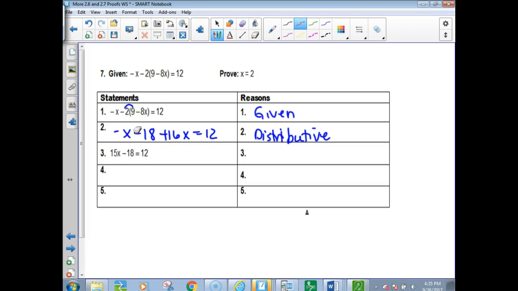The next line, all we did was combine like terms. They put together the negative x and the next negative 1x plus 16x to get the 15x. And that was simply combine like terms. And if you wrote simplify, that would be fine.